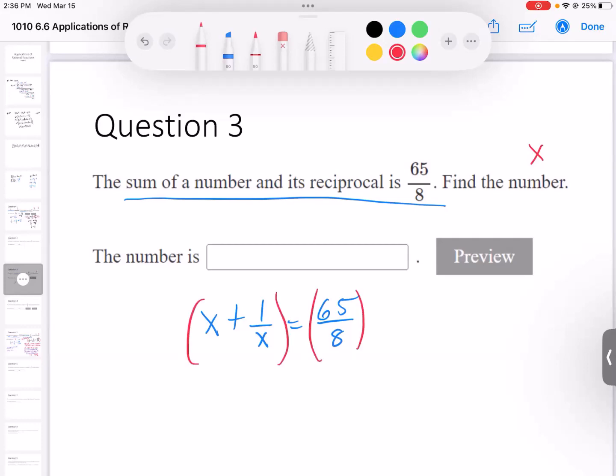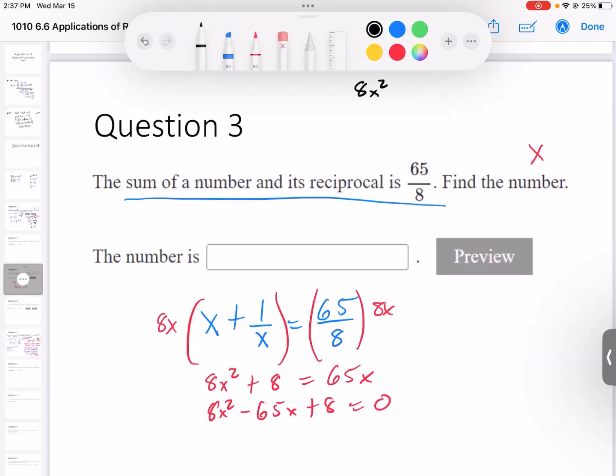So then to solve it, you would get rid of your denominators and multiply by x. Yep, and that gives you 8x squared plus 8 equals 65x. And so since I have an x squared and an x in there, that means that I have to use my factoring trick and make the whole thing equal 0. So I'll subtract the 65x over, and I get 8x squared minus 65x plus 8 equals 0. And then I need to factor that. So I'm going to do that up here since I'm running out of room. So I'll do 8x squared times 8, which will be 64x squared.